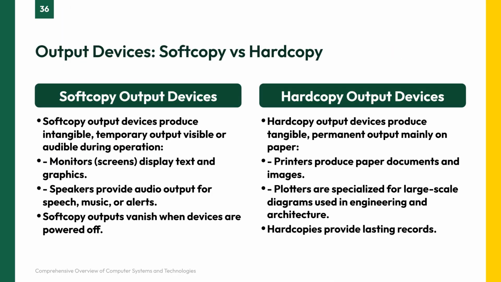Output devices produce softcopy or hardcopy output. Softcopy devices like monitors and speakers produce intangible, temporary output. Hardcopy devices such as printers and plotters create tangible, permanent output, usually on paper.